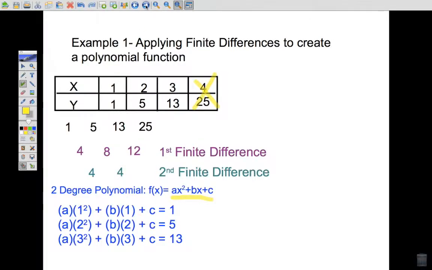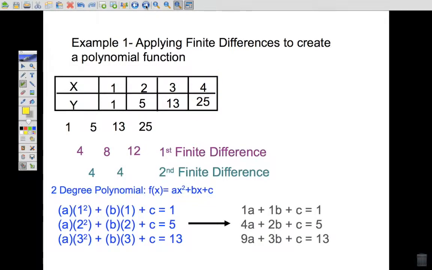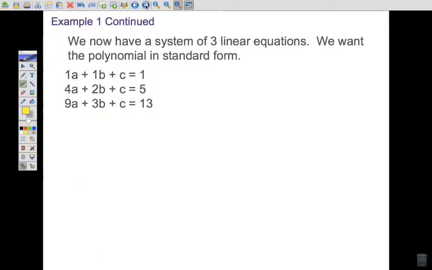Next step would be to clean up the equation. Square any numbers that can be squared. Now that we see these 3 equations with our 3 unknowns, A, B, and C, we can create a coefficient matrix and solve this linear system using matrices. So the coefficient matrix will pull the coefficients of each of the equations.